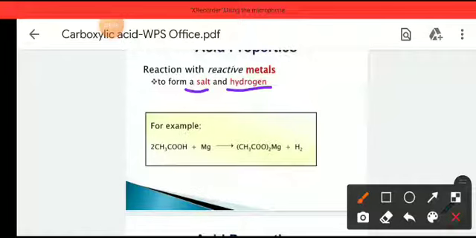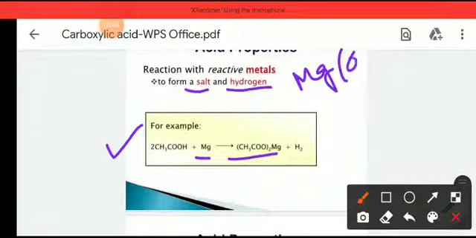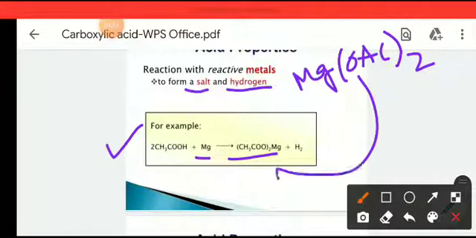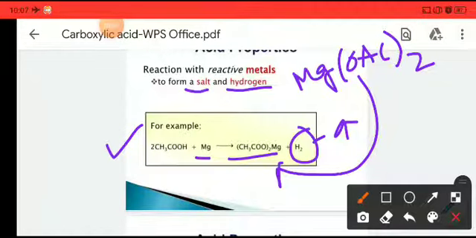Here in the example of acetic acid, whenever it reacts with an alkaline earth metal, that is magnesium, it will form magnesium acetate, that is Mg(OAc)2, or we can say Mg(CH3COO)2. This is both the same thing. Magnesium acetate and hydrogen. This hydrogen will be evolved as a gas.